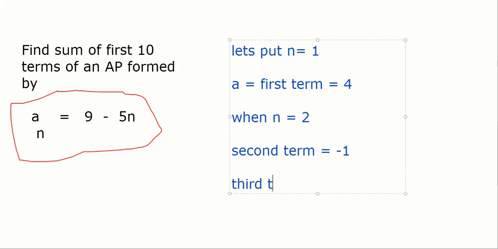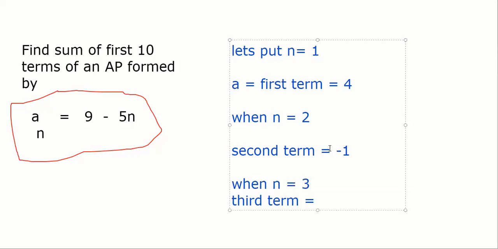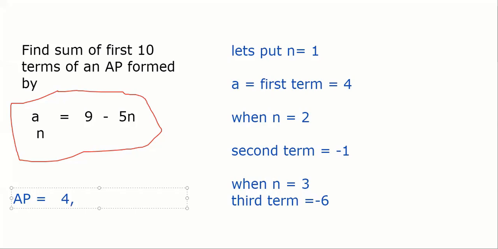Third term, put n equal to 3. When n equal to 3, we get the third term. Put n equal to 3 here: 9 minus 15, minus 6. Now you got the AP. So your AP is: first term is 4, second term is minus 1, third term is minus 6. So you have the AP now.